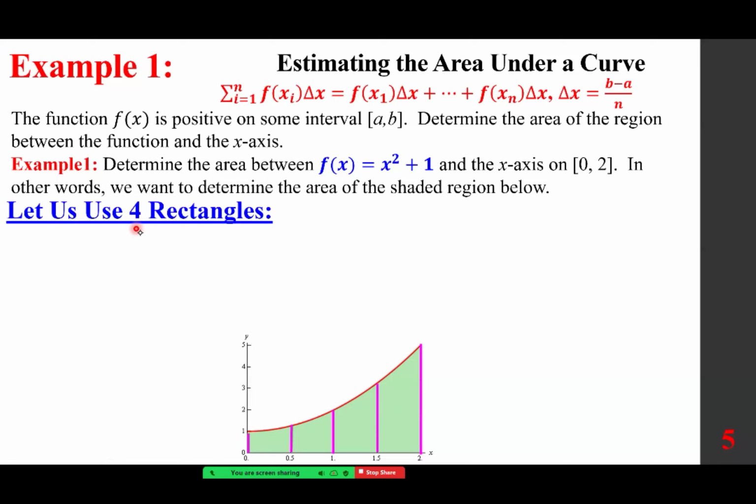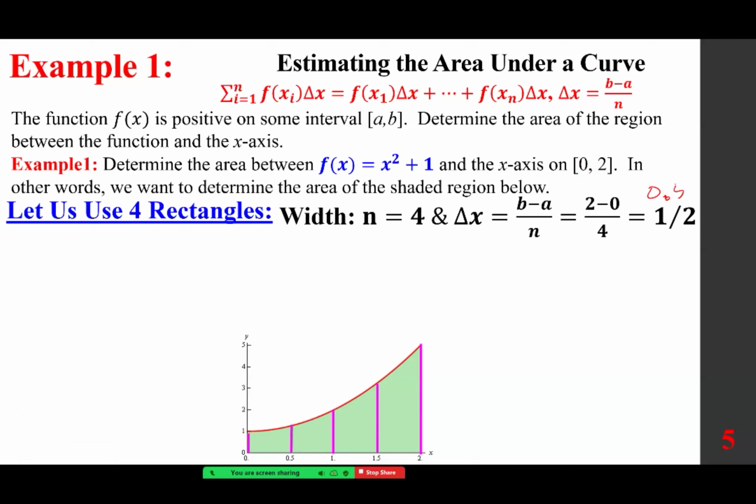And that makes the width, delta x, b minus a, 2 minus 0. This is a, this is b, divided by 4, which gives you 1/2 or 0.5. Now let's choose the right endpoints or the left endpoints and work on it. If we choose the right endpoints, these are the points, this one, this one, this one, and this one. That's why we get this rectangle. Okay, this one, this one, and this one. All of them have the same width. What is the area? The width times the height.